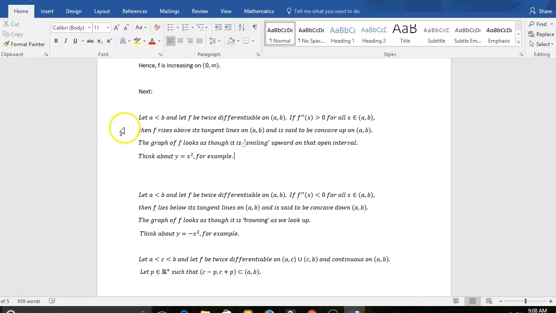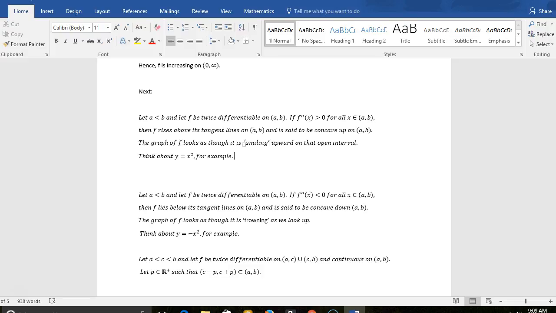So again, concave up means that the graph is above its tangents. That's the native definition. Concave up on an open interval means that on that open interval, the graph of f rises above its tangent lines. And analogously, for concave down the opposite is true on that open interval: the graph of f would fall below its tangent lines for that particular open interval.